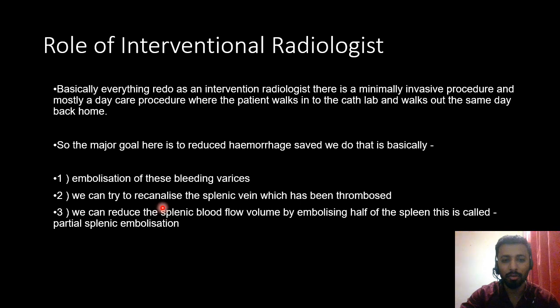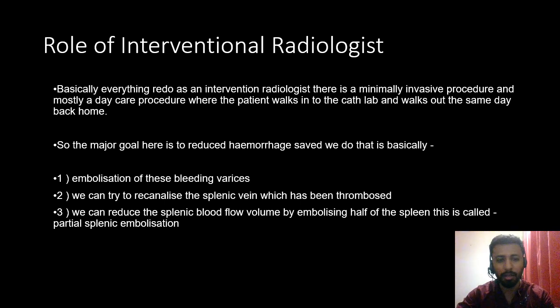The next thing we can do is recanalize the splenic vein. Of course, the splenic vein is thrombosed. Why do we have to go and deal with the varices? Just open the splenic vein, put a balloon, inflate the balloon, do venoplasty, and the pressure resolves, and eventually all the varices come back to normal size and they stop bleeding. And the other thing we can do as a last resort is partial splenic embolization, which I will deal with in detail in this video.